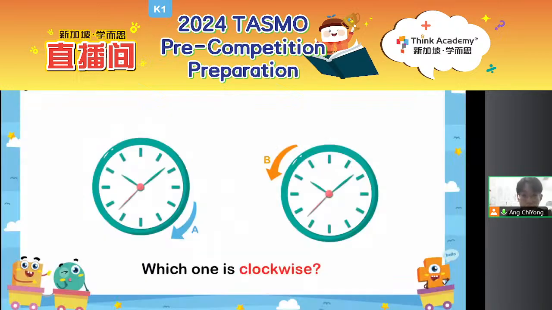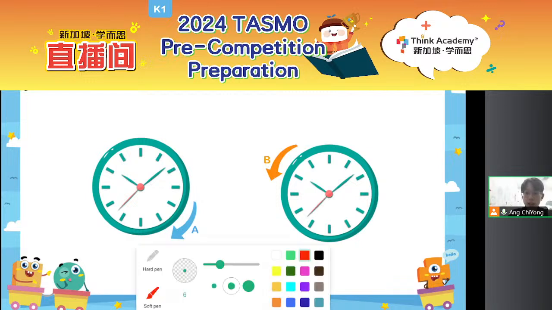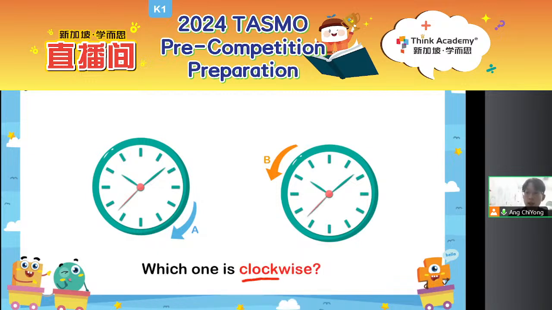Okay, so now everyone in your chat here, I want everyone to tell me which one is going in the clockwise direction. Let me give you a hint. Clockwise means we're following the direction of the clock. Now think, which direction does the clock go? Type in the chat here. All right, some of you might have already guessed it. It is A. A is called clockwise. Very good job.